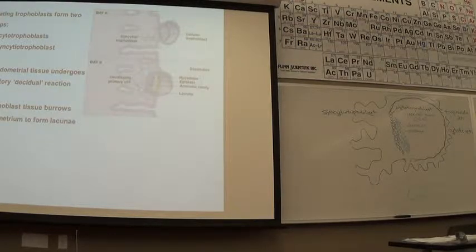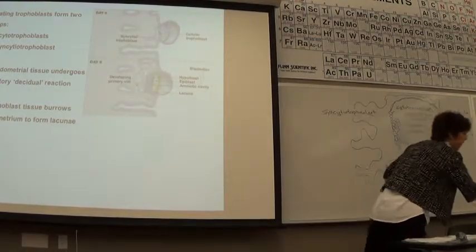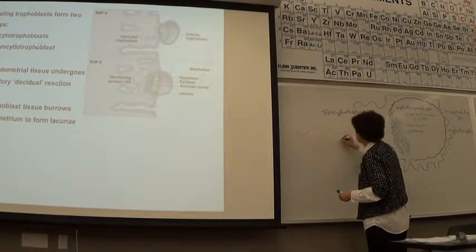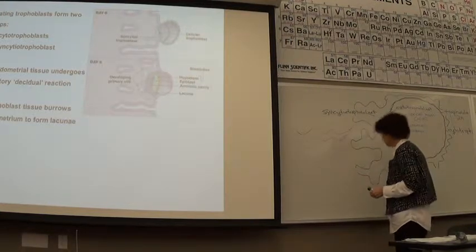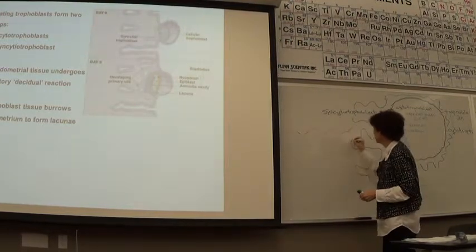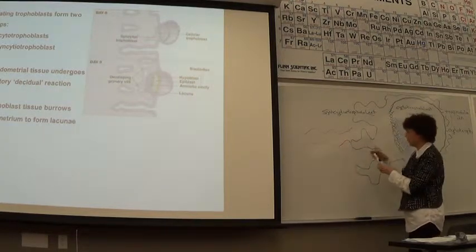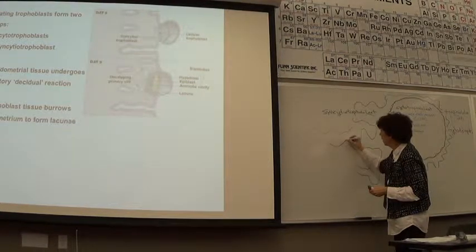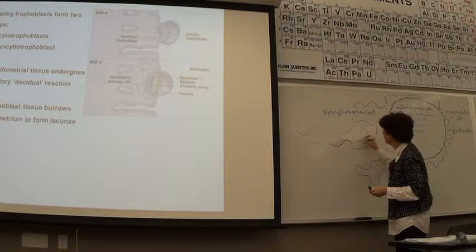As the columns are embedding, they come in contact with maternal blood vessels, those spiral arteries, the small arterioles and arteries, and as you saw a little bit in the picture, they invade them. So if we had a maternal spiral artery coming up here, let's make that a little bit wider. The syncytial trophoblast tissue opens it up and kind of flows along inside it.